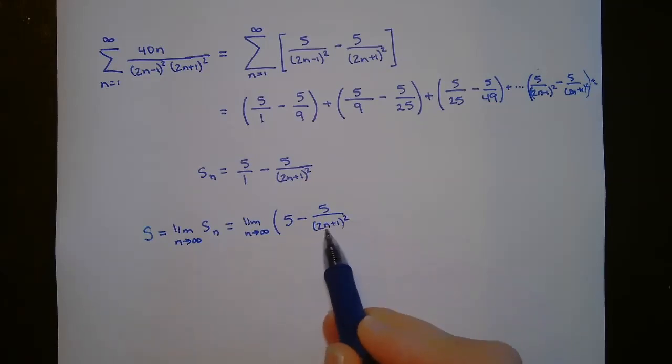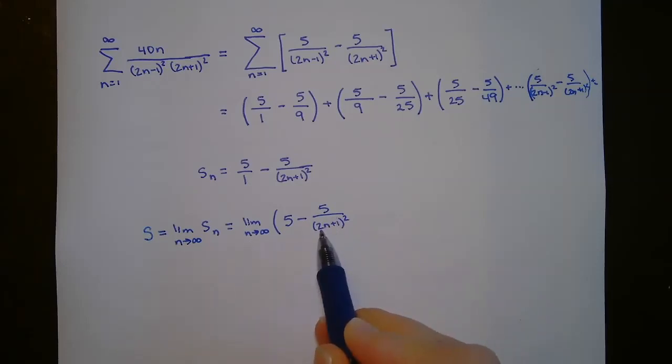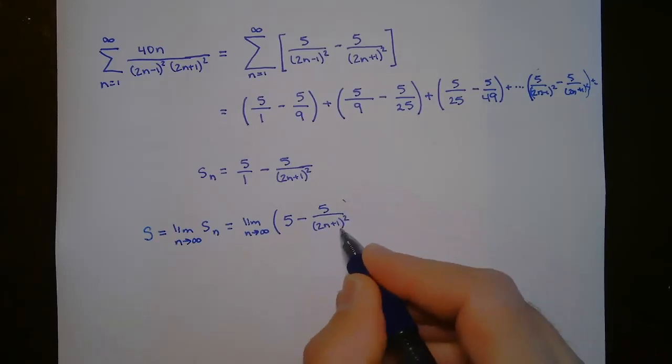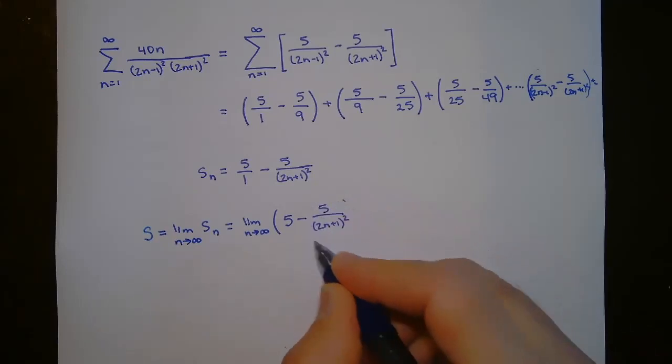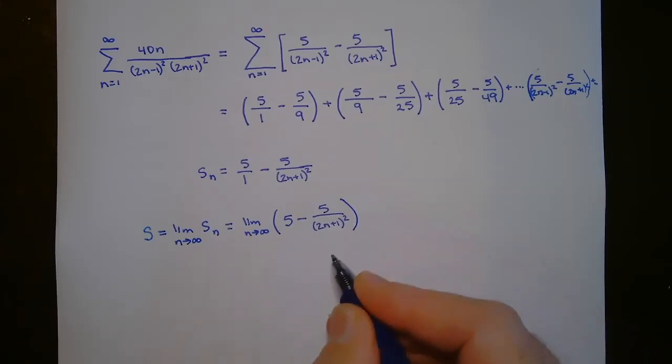This is really what's causing the growth. As n goes to infinity, the denominator becomes 4n squared, and that's what's controlling the growth. The numerator is just 5. So this denominator is going to get bigger and bigger, which means this fraction is going to get closer and closer to 0. And so 5 minus 0 is just 5.